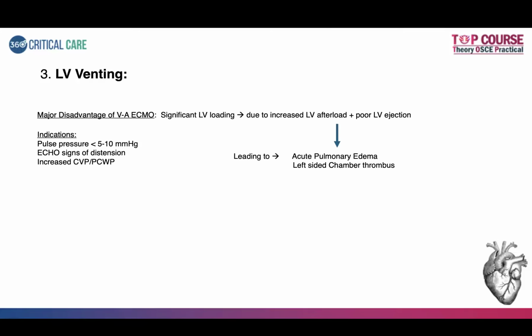So the problem is when there is an increase in your afterload, that is going to be a problem for your LV function because the LV is already in a poor ejection fraction state. So when the afterload is high, the pumping is already affected. This will add more stress to the pumping. Because of that, there is going to be an increase in the LV loading, and that is going to cause increase in the chamber size. And that itself can lead to increased left ventricular end diastolic pressures, causing increase in pulmonary congestion, causing hypoxia.